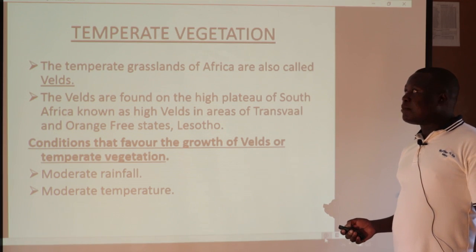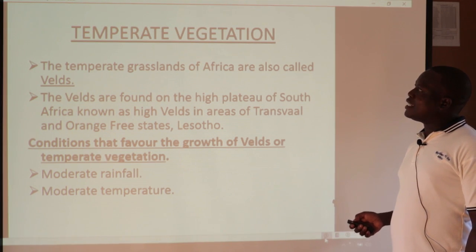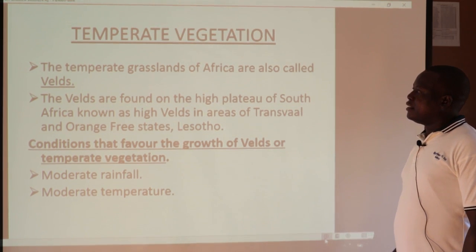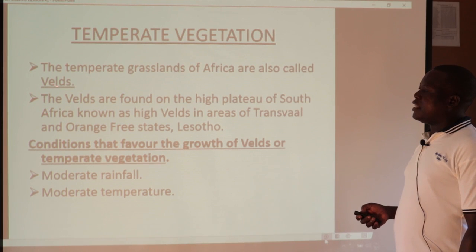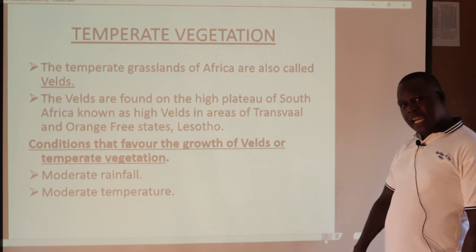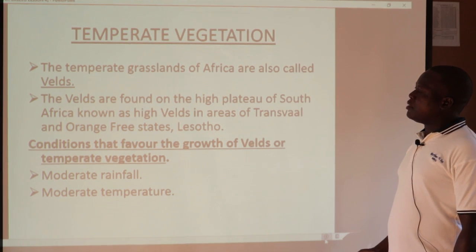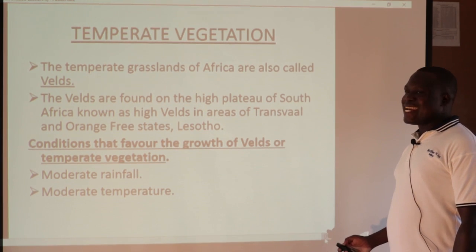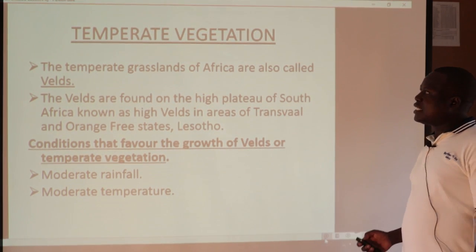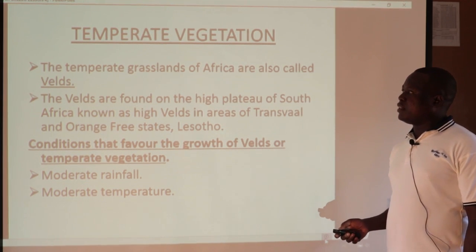They can ask what name is given to the temperate grasslands of South Africa. Simply put, they are known as the velds. Or they can turn the question around and ask what other name is given to the velds of South Africa. It is simply the temperate grasslands or the temperate vegetation.